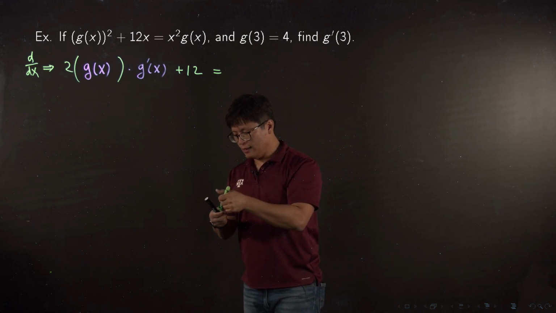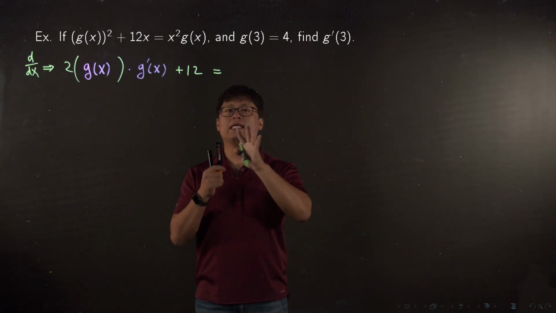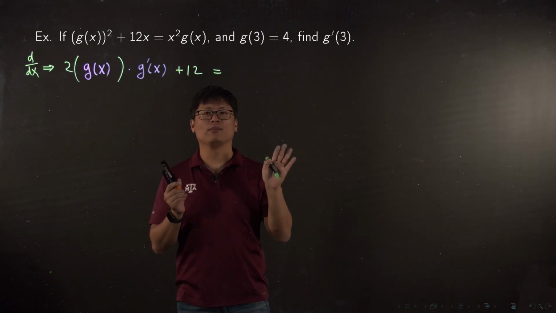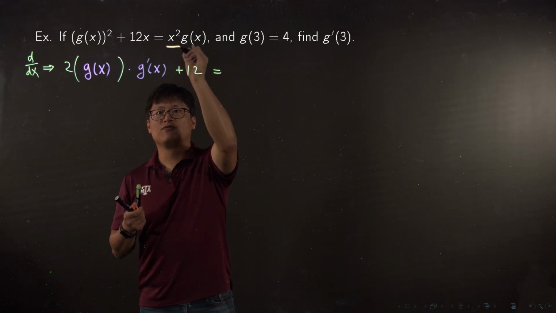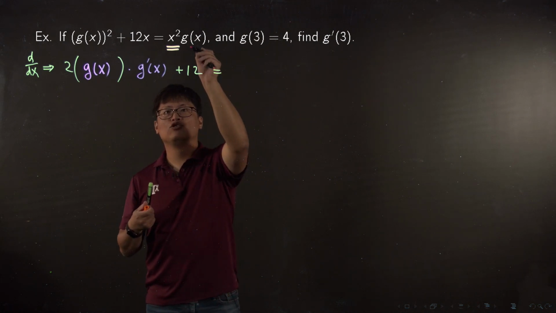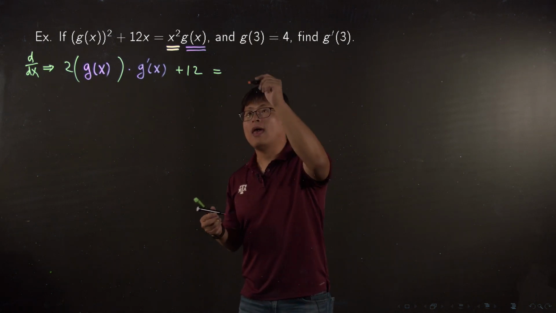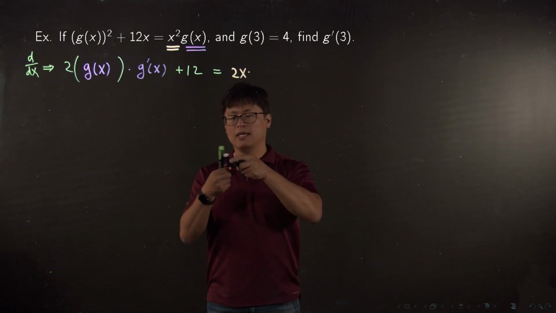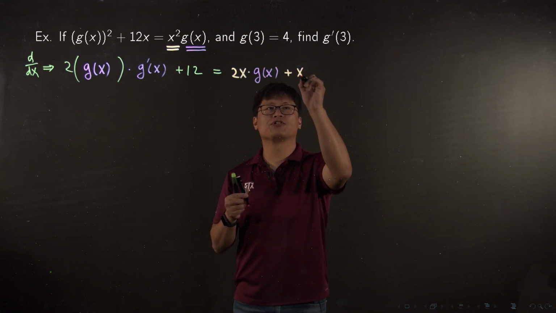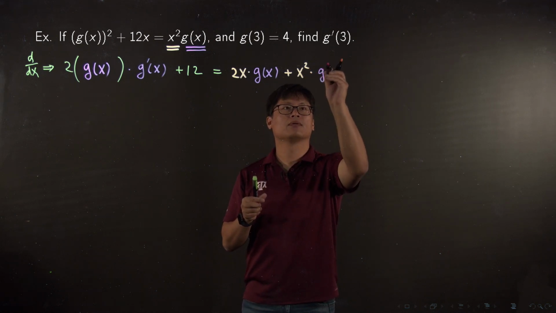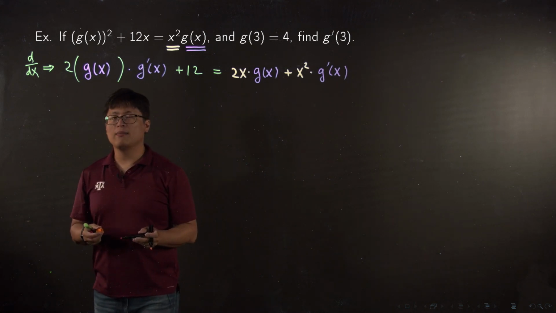But for the right-hand side, you have to be careful. As I told you, x squared times g(x) is a product form. There is no shortcut, you have to do the product rule no matter what. So here we go. Let's say x squared is the first function. Let me use this color. And g(x) is your second function. Let me use pink color. Then by the product rule, x squared prime is just 2x, times the second function, plus the first function times the second function prime. That's it.